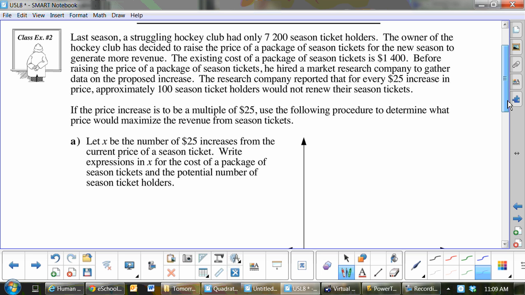So last season, a struggling hockey club only had 7,200 season tickets. The owner of the hockey club has decided to raise the price of a package of his season tickets for a new season to generate more revenue. Now, does everybody know what revenue is? What's revenue?